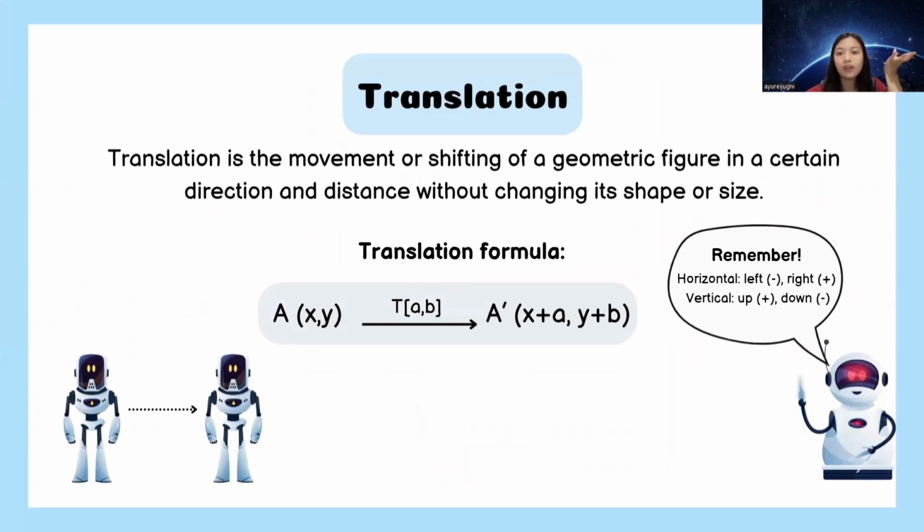Translation means moving or shifting an object from one place to another without changing its shape or size. The object only moves horizontally or vertically. For example, move right, move left, move up, and move down. Please remember, positive x means move right. Negative x means move left. Positive y means move up, and negative y means move down. Very simple, right?